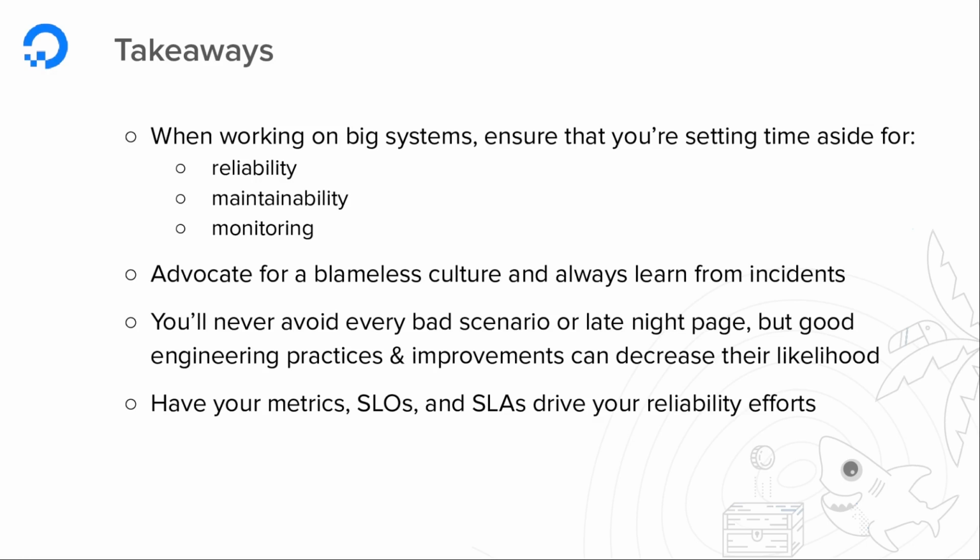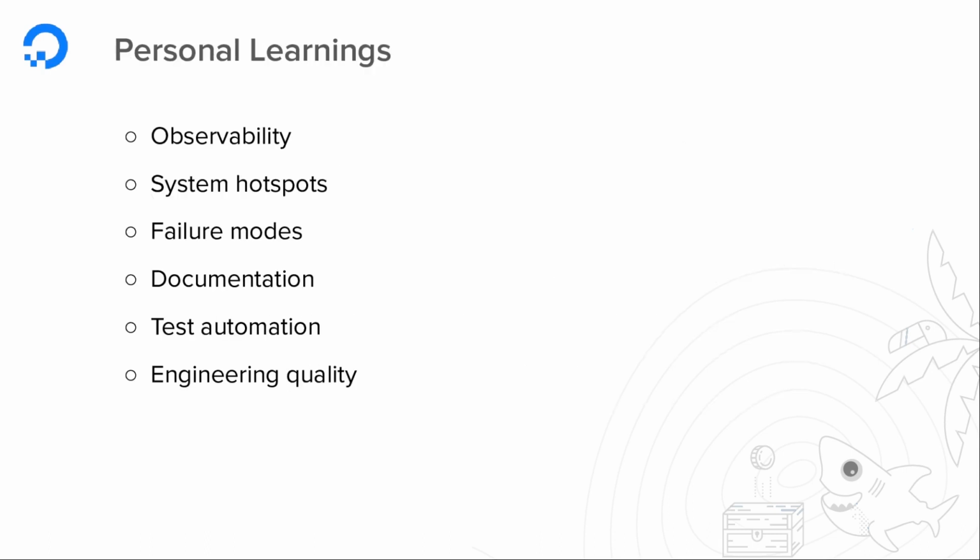Because if you don't put in the time regularly for these kind of things, then you're going to be scrambling when an incident occurs, and you might even hold off on feature work for quite a while as you put into place reliability, maintainability, and monitoring. Advocate for a blameless culture and always learn from incidents and take them with you. You'll never avoid every bad scenario or late night page, but good engineering practices and improvements can decrease their likelihood. And as always, have your metrics, SLOs, and SLAs drive your reliability efforts. Because if you don't know where you should be devoting your time, you might just be spinning your wheels. And that comes with having really good monitoring in place so that you can know the numbers to improve.